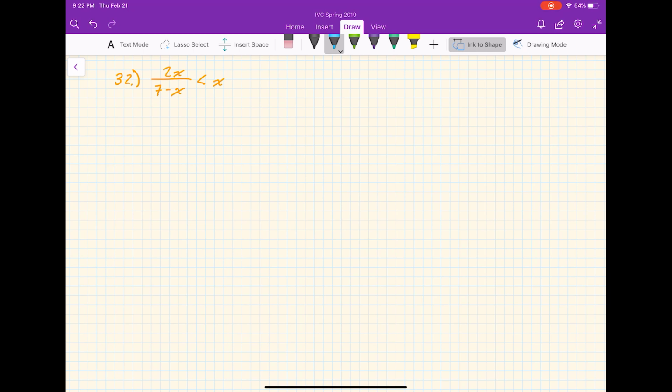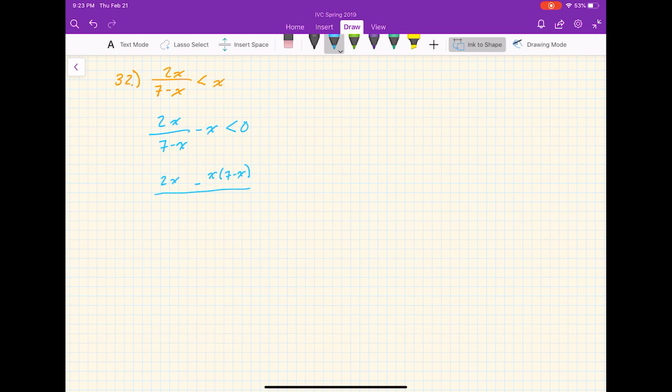But anyway, so here we're going to obviously move that x over to the other side. So we get 2x over 7 minus x and then minus x for that whole thing. And then we want to get common denominators so we can turn this into just one giant mess. So we got 2x minus x times the quantity 7 minus x, and that'll be all over 7 minus x. Started out to write this as two fractions, but I figured I'd just condense it really quick.